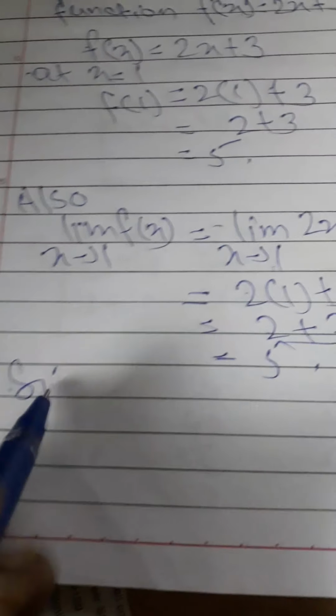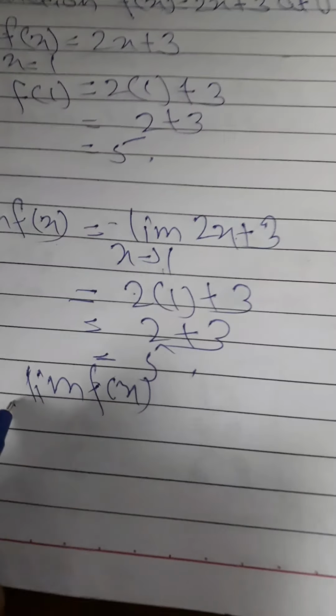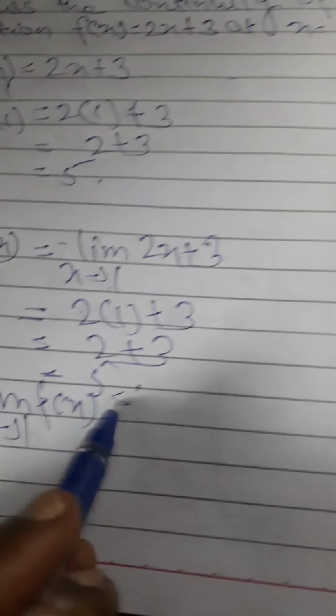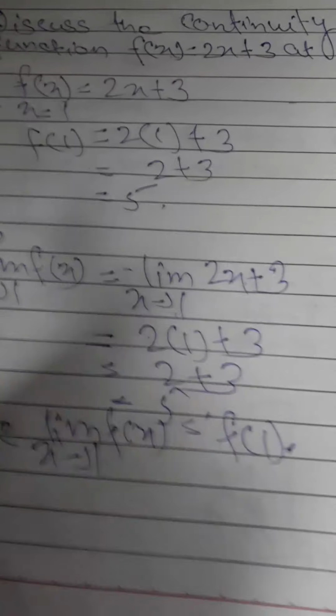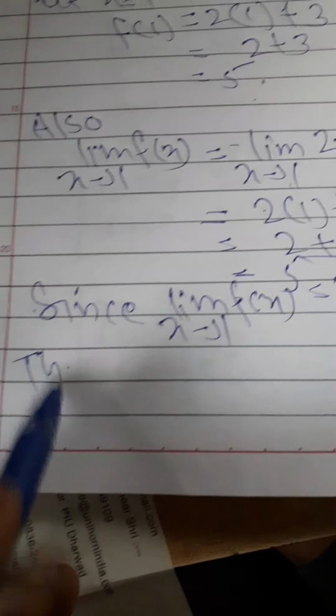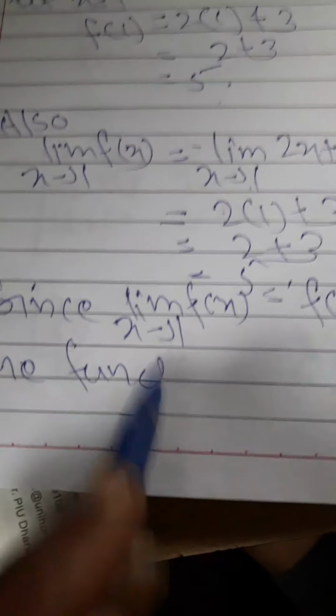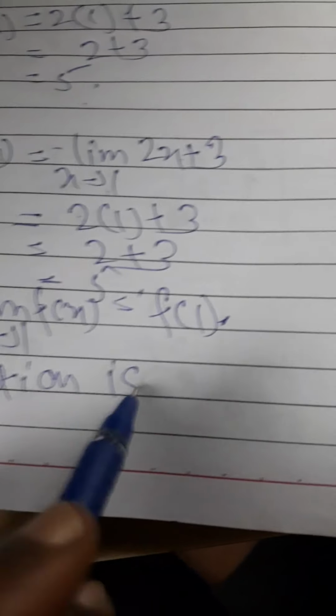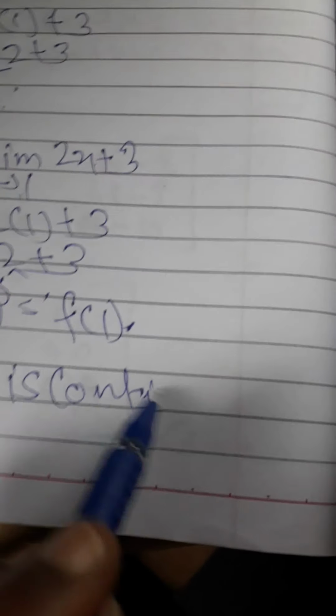So since limit of f of x as x tends to 1 is equal to the value of the function at x is equal to 1, what do we conclude? The function is continuous. We conclude that the function happens to be a continuous function. As another example, I will take another example.